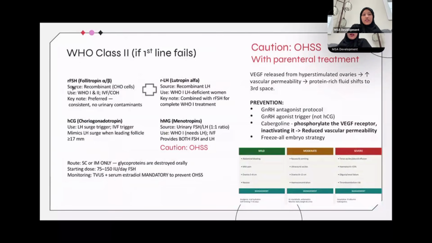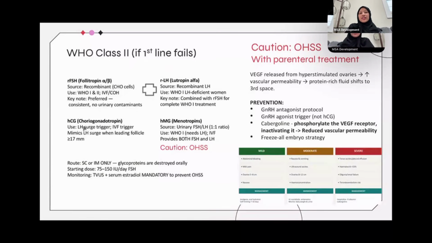So we give FSH plus LH together. Recombinant means synthetic, or taken from other sources. You don't need to know the sources or the uses specifically, just know that it's used in class 2, sometimes in class 1 as well. If you don't have recombinant FSH-LH, you can give HMG, another name for which is menotropins. It's a combination of FSH and LH together in one drug. So you can just use that.